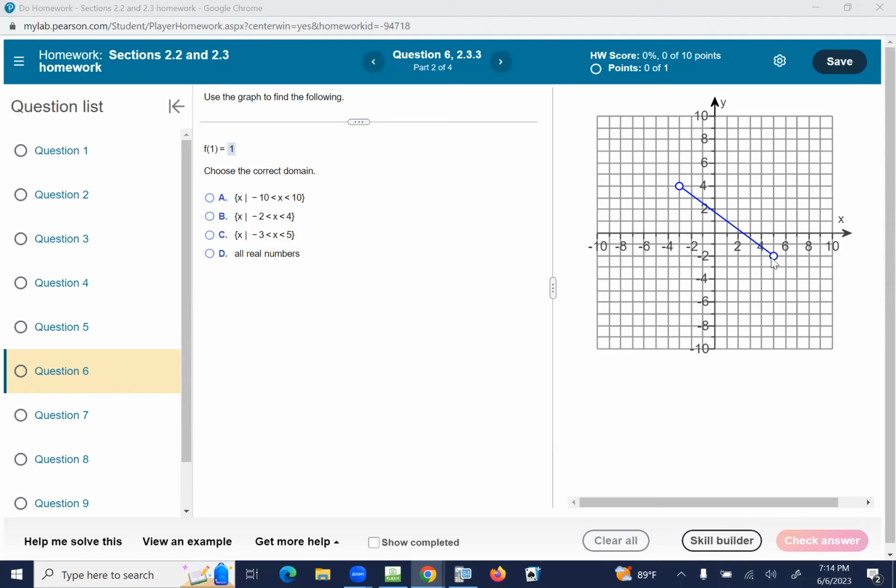Now the point on the right, if you go up to the x-axis, what's the point on the right correspond to? So that is a 5. So we got -3 to 5 as our domain. So we would go with C on that one because it starts at -3 and it ends at +5. So y'all, what you do on that, you would check that answer.